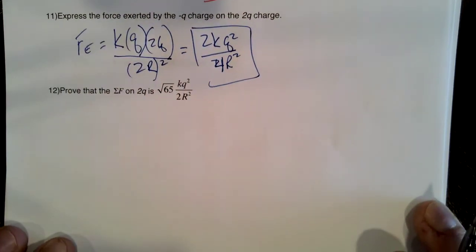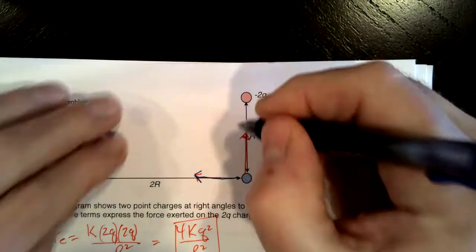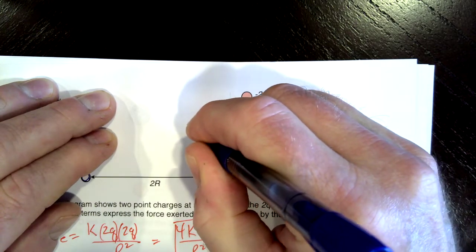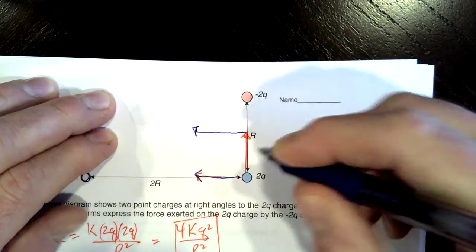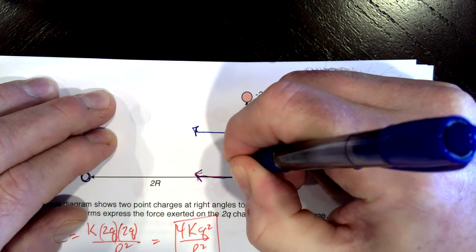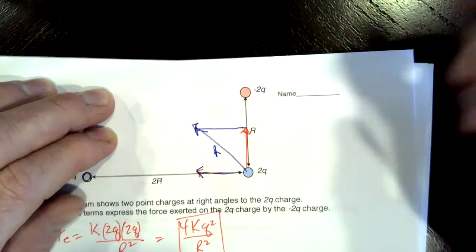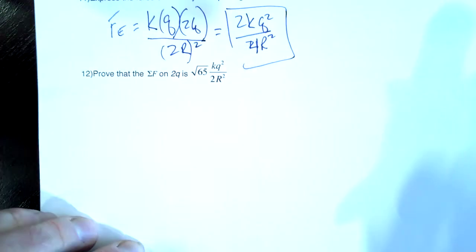Last part is do the sum of the forces. So these are vectors. The way you add vectors is you put the tip of one on the tail of the other. Boom. Draw a vector from the beginning of the first up to the end of the last. This is our resultant vector. That's what we're looking for. So, little Pythagorean theorem.